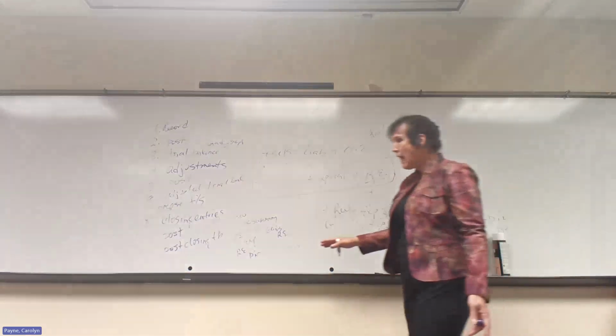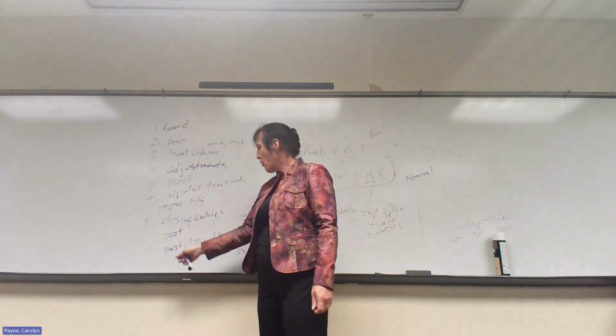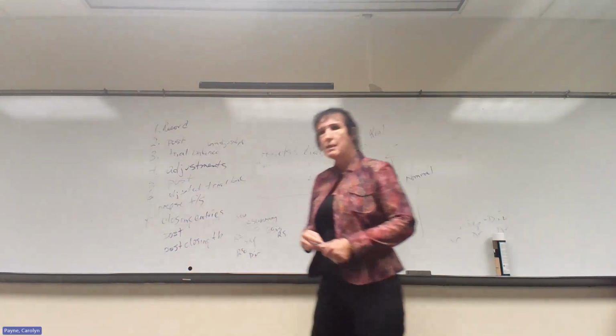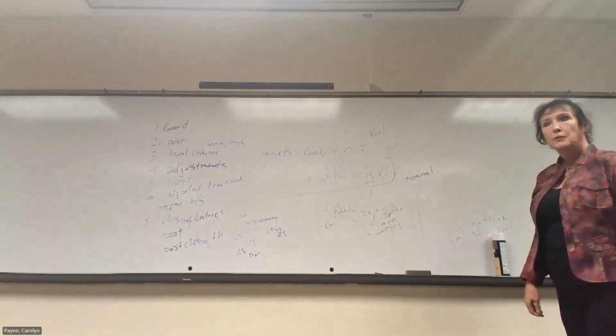But humans make mistakes, right? So anytime we're posting, we could have made an error. So we always do a trial balance to make sure we're still in balance. Okay. Questions about that?